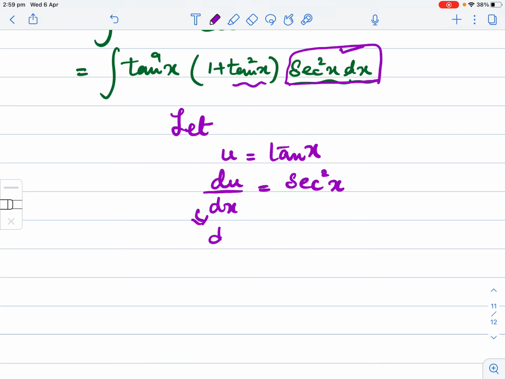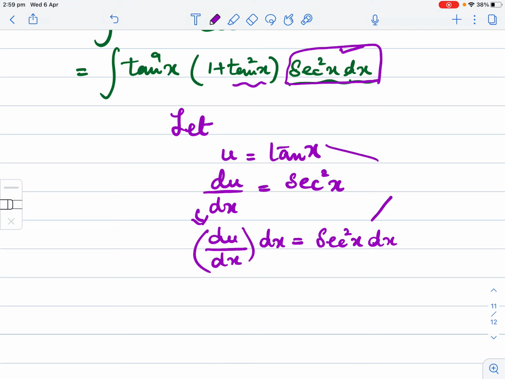I can further write this du by dx by using chain rule: du by dx into dx equals sec square x dx. And I can call this equation number 2, and this equation number 1. Now I have to use the values of 2 in 1.